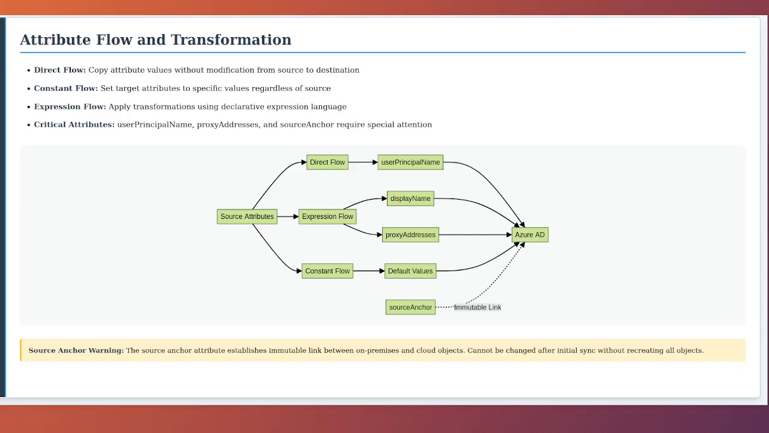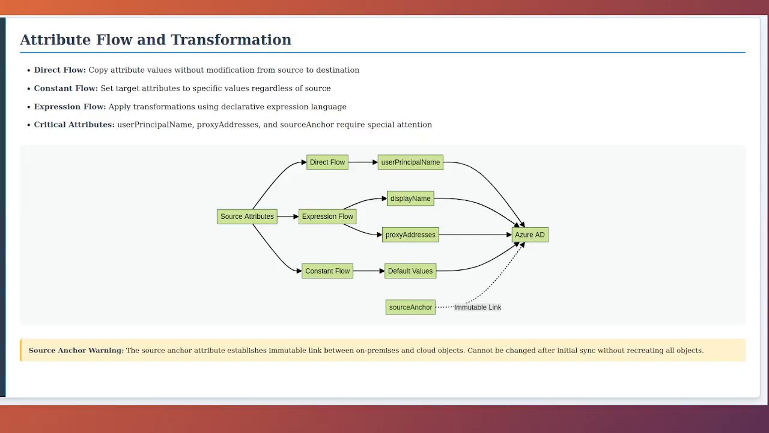The source anchor attribute deserves special attention because it establishes the immutable identifier that links an on-premises object to its Azure AD counterpart. By default, Azure AD Connect uses the object GUID attribute from Active Directory as the source anchor. This choice provides stability because object GUID never changes throughout an object's lifetime, even if the object is moved, renamed, or has other attributes modified.